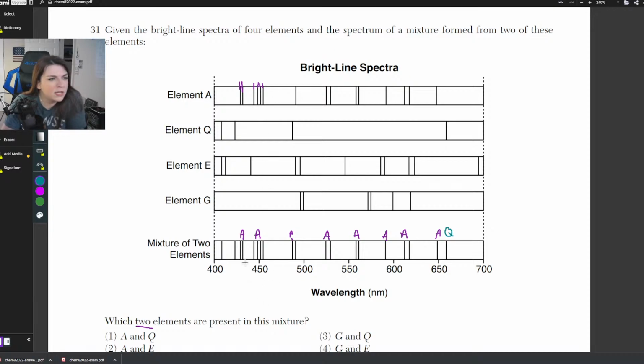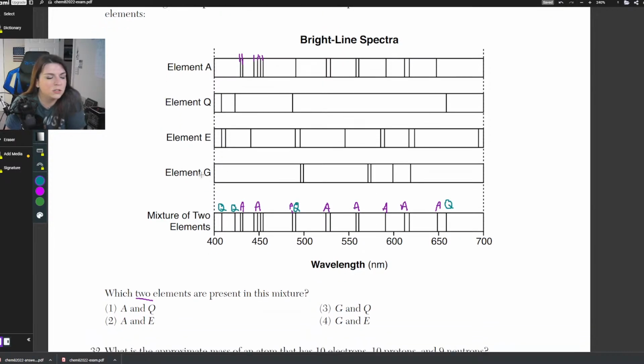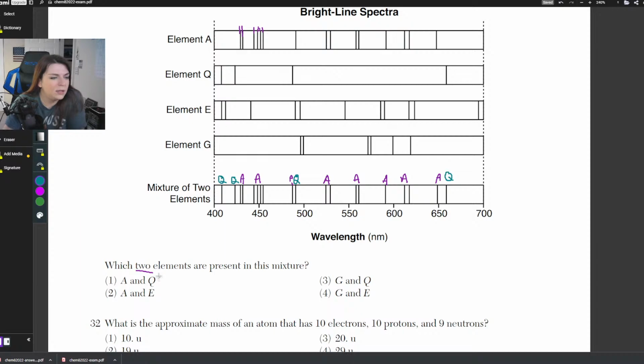Those 4 belong to A. Oh, this one here. This one is Q, and I think that one's Q. So that is my answer, A and Q. You just line them up. Use the other papers on your table to make sure that you're lining them up properly. Those are not my favorite questions by any means.